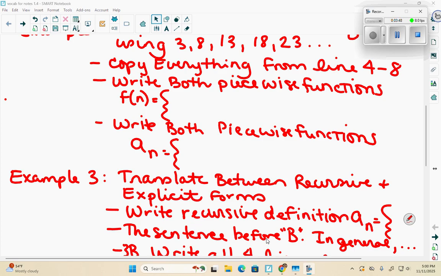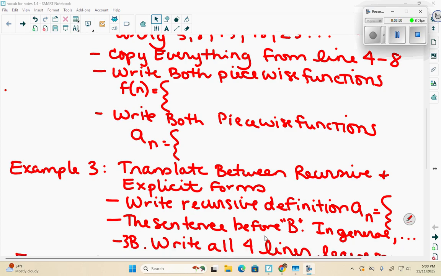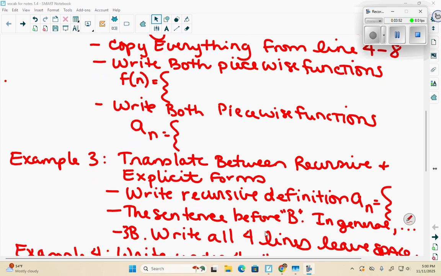Okay, so in your book, go down to example 3b. Right up above it, the sentence before b has in general. It's not in bold, it's the sentence above b. It says in general, the explicit definition of arithmetic sequence is, and then there's an equation.